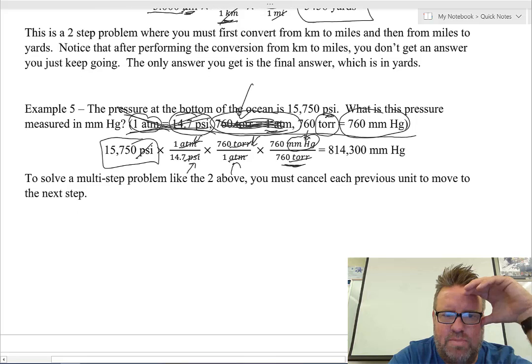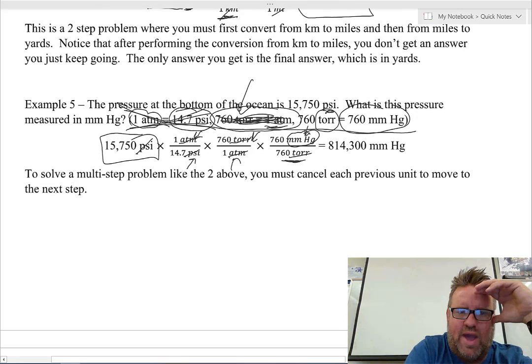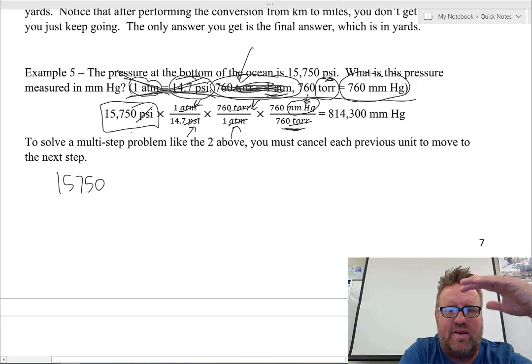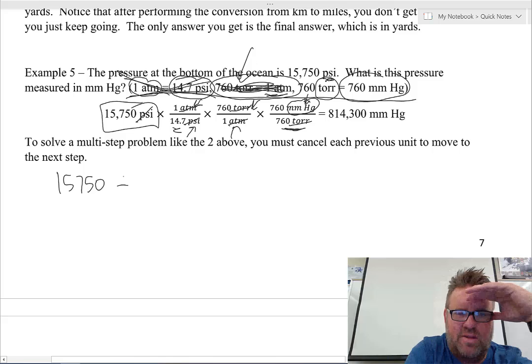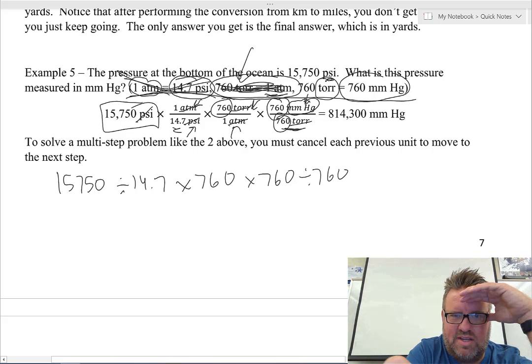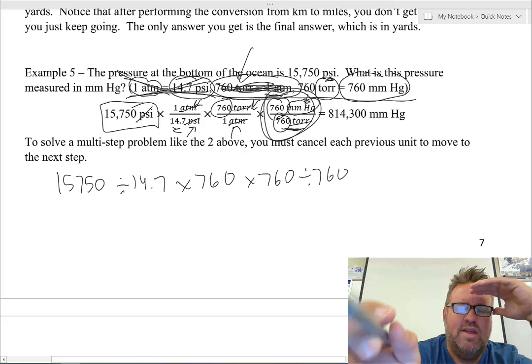Now we simply have to go to the calculator. The way I would put this in my calculator is to go from left to right: 15,750, then divided by 14.7 because it's on the bottom, times 760 because it's on the top. Then I'm going to divide by 760 again, and multiply by 760 again, because that's what we're doing here. We're multiplying and then dividing by it.